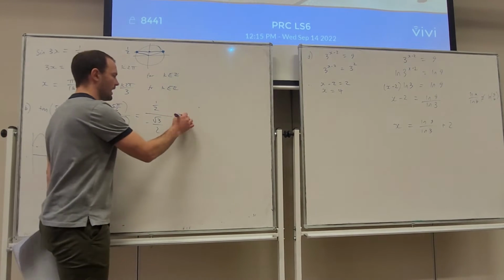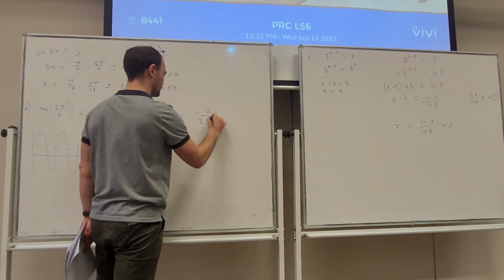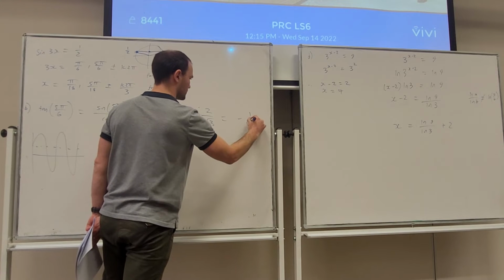And then we just do AD on BC. So we're going to have here minus 2 on top of 2 root 3, which is minus 1 on root 3.